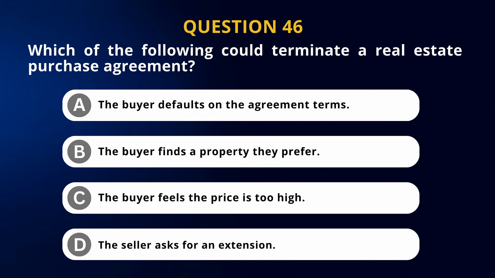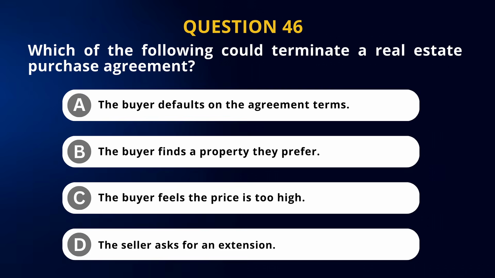Question number 46. Which of the following could terminate a real estate purchase agreement? Letter A, the buyer defaults on the agreement terms. Letter B, the buyer finds a property that they prefer. Letter C, the buyer feels the price is too high. Letter D, the seller asks for an extension.